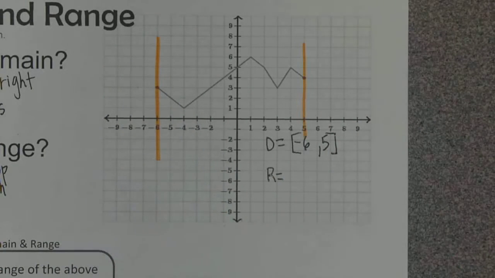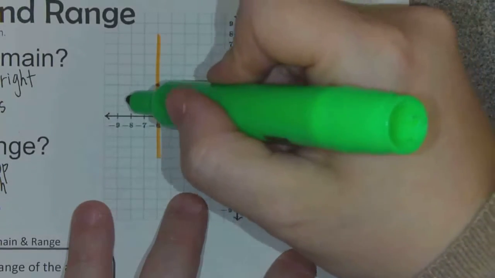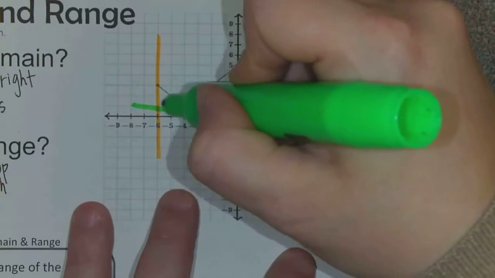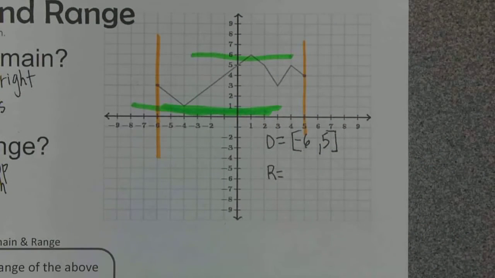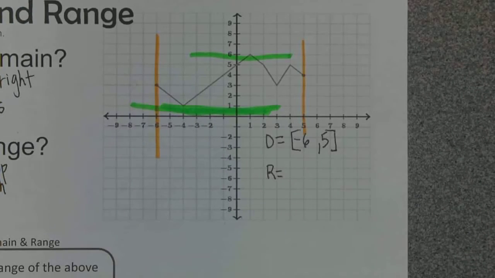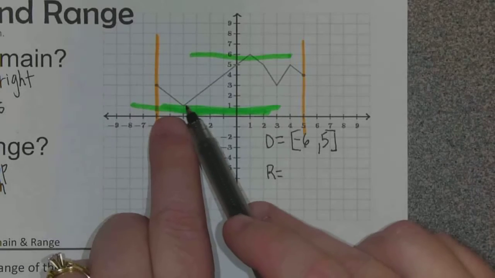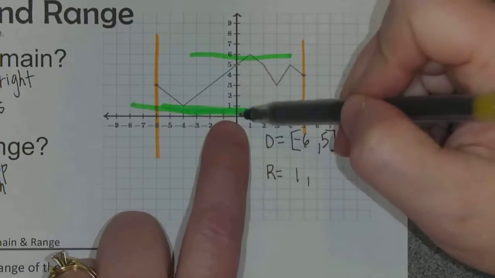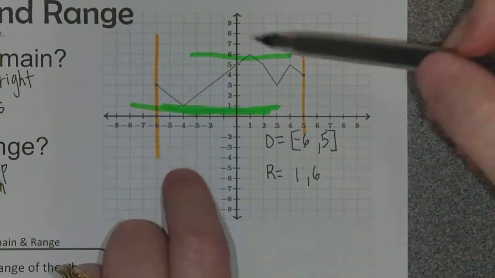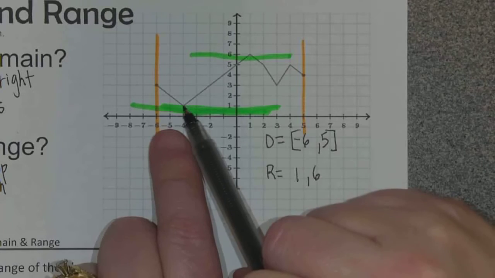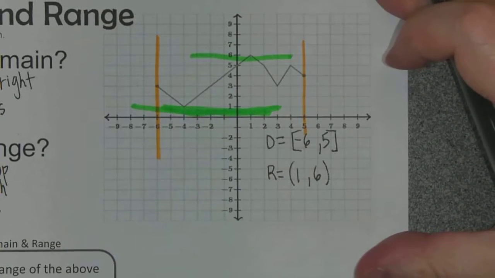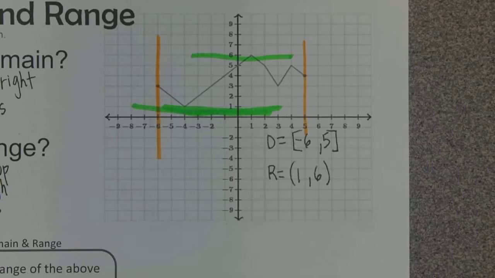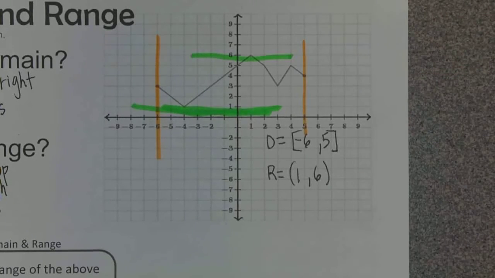Now I want to look at range. Range is how low my graph goes to how high it goes, or the bottom of the graph to the top of the graph. This is its low point right here, and this is its high point right here. As you can notice, I'm referencing the y-axis this time because on range we reference the y-axis. So the lowest point that my graph went to was 1. The highest point that my graph went to was 6. Now I'm not 100% sure if it touches exactly equal to 1 or exactly equal to 6, so I like to put parentheses there when I'm not sure. But if you're 100% positive that it touches there, then you're welcome to just put brackets there.